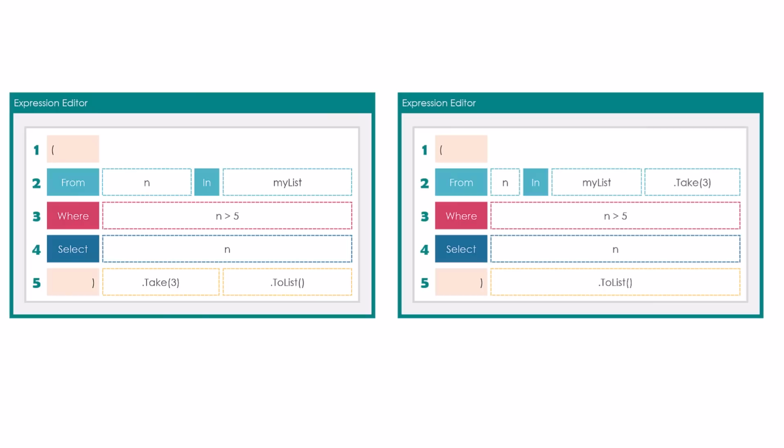Understanding this distinction is crucial. Depending on where you place methods like take, you can drastically change the output of your LINQ queries. Always ensure your sequence of operations aligns with the desired outcome.